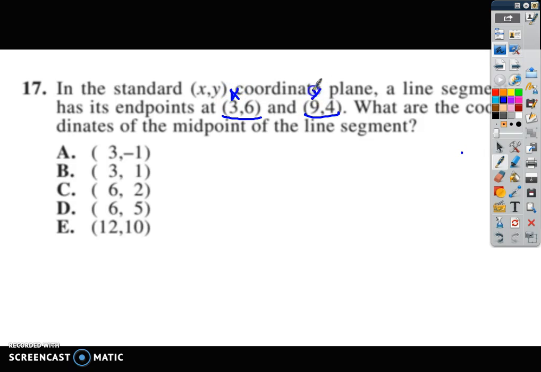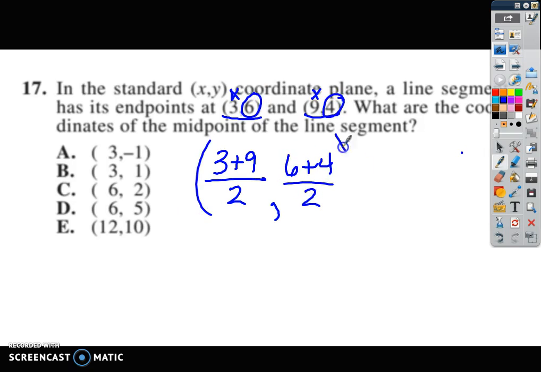So I'm going to take both of my x's, and I'm going to average them. 3 plus 9, and then I have 2 of them, so I divide by 2. Do the same thing for my y's. 6 plus 4 divided by 2. And when I do that in my calculator, 3 plus 9 is 12. 12 divided by 2 is 6. 6 plus 4 is 10. 10 divided by 2 is 5. So my midpoint would be (6, 5).